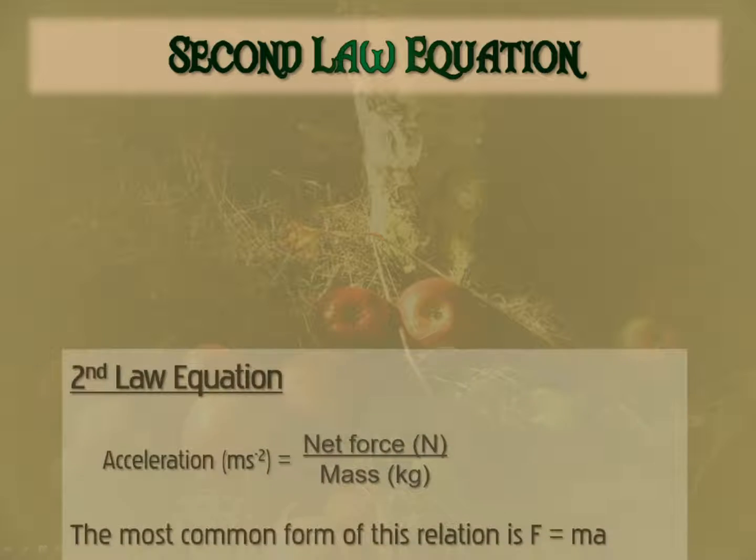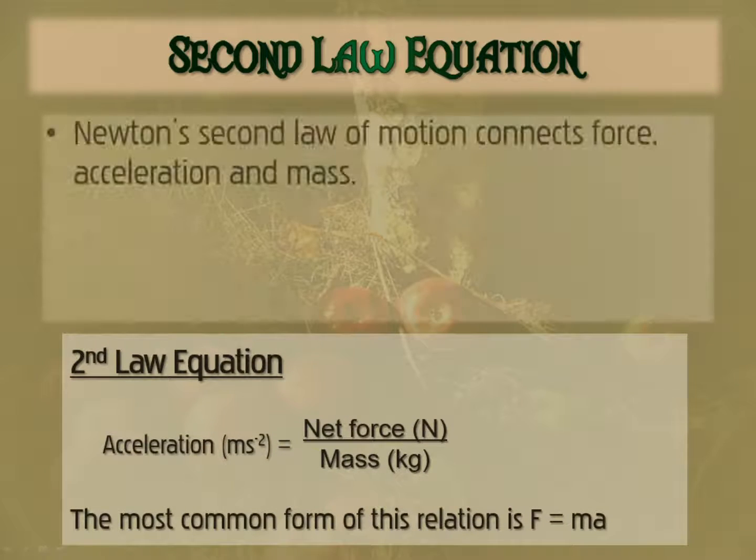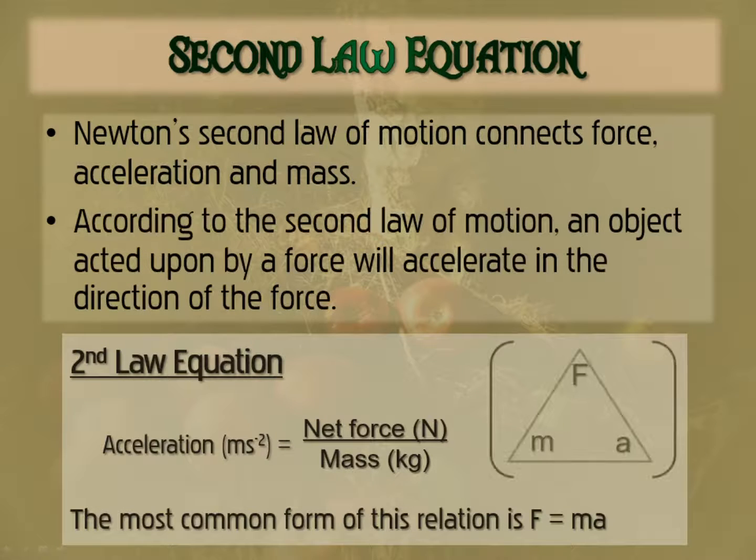The way that an object changes its motion will depend on its mass compared to the size of the force. So here it is, the famous second law equation, and what it does is connect force, acceleration, and mass. According to the second law, an object acted on by a force will accelerate in the direction of the force, as long as that force is not balanced by another force, of course.